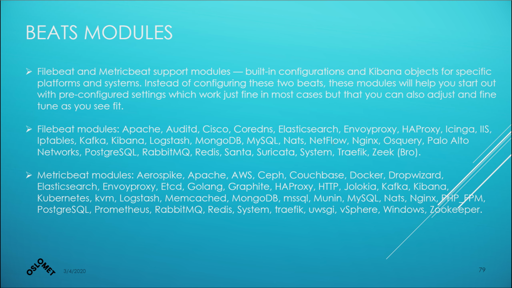Beats have different modules, as with all the components from before. These modules will help you start out with pre-configured settings. For Filebeat, you have Apache modules, Cisco modules, MongoDB, Kafka, etc. For Metricbeat, you have AWS, which is very useful. You have Ceph, you have Docker, there's a lot of stuff. So you can check these things. It's an endless list, and it's growing, of course.